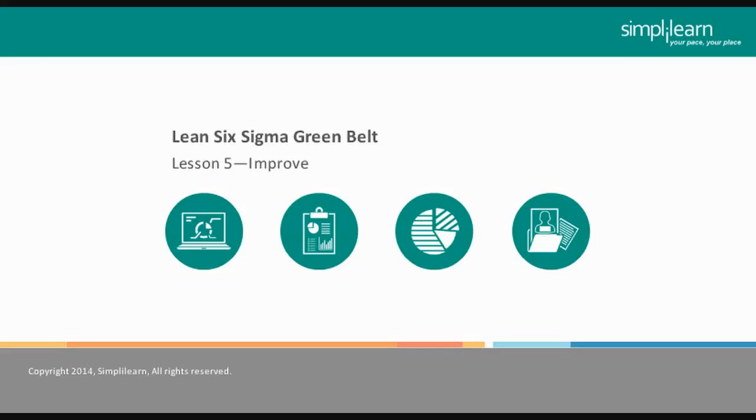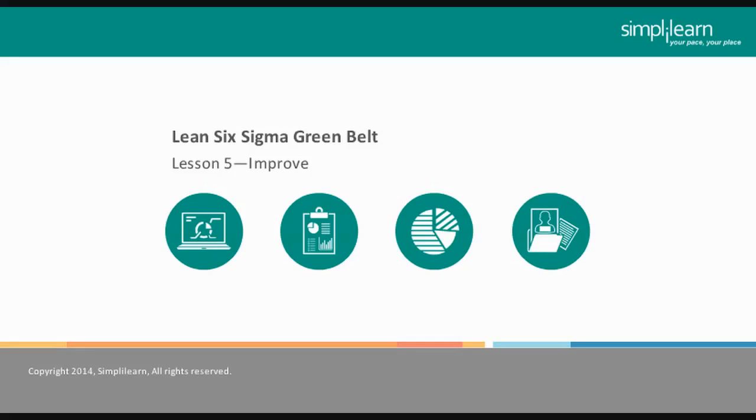This lesson will focus on the improve phase of the DMAIC process. The improve phase comes after the analyze phase. In the analyze phase, the data was analyzed and some patterns were found to identify where the problem lies. In this lesson, we will review the improve phase to understand how to go about the improvements, their validation, etc.